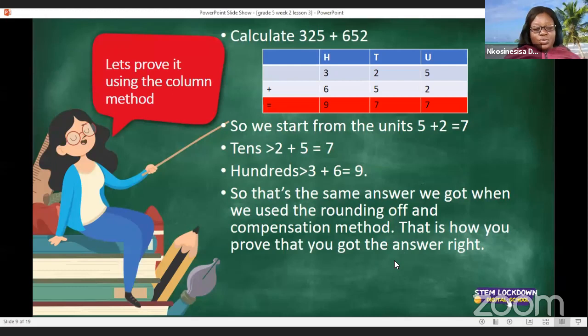Now, there are 2 questions on rounding off and compensation that you have to do on your own. Then we can do the breaking down method. Admin, you can unmute whoever has their hands raised.